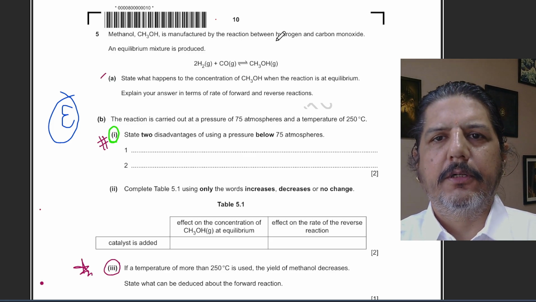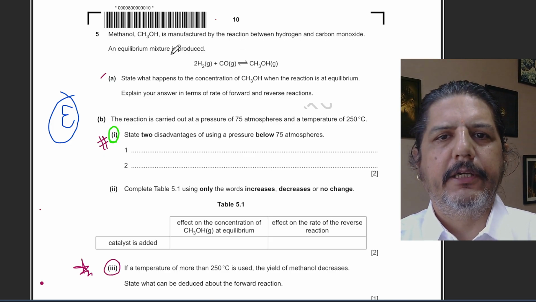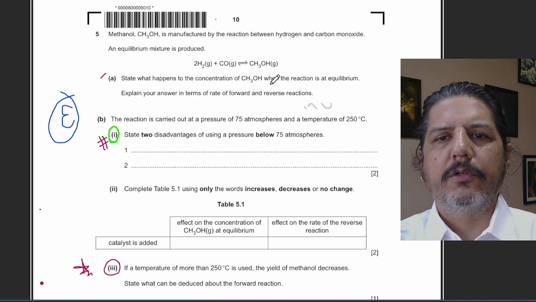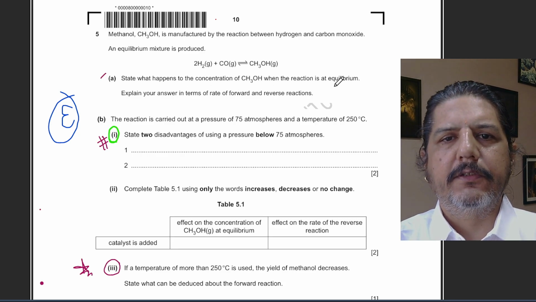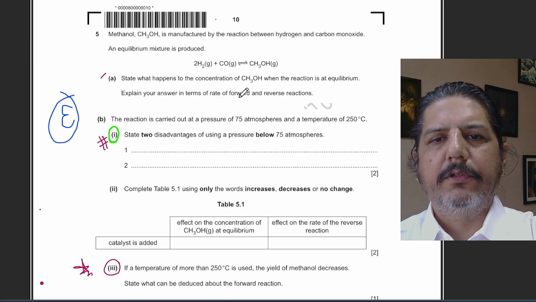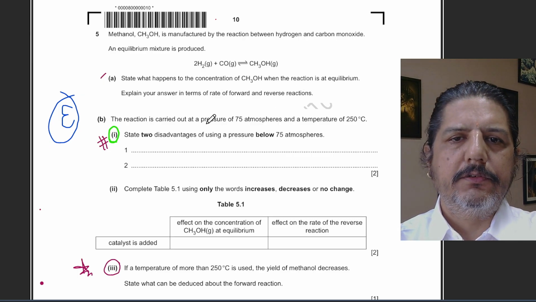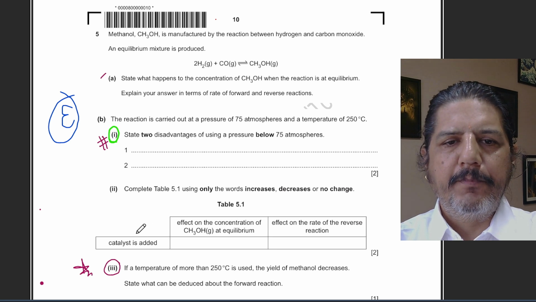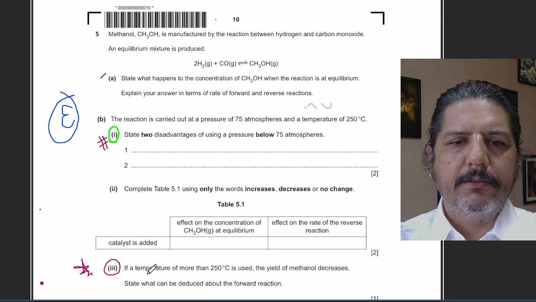Methanol is manufactured by reaction of hydrogen and carbon monoxide. An equilibrium mixture is produced. State what happens to the concentration of methanol when the reaction is at equilibrium. Explain your answer in terms of the rate of forward and reverse reactions. State two advantages of using pressure below 75 atmospheres. Effect of catalyst, effect of temperature.